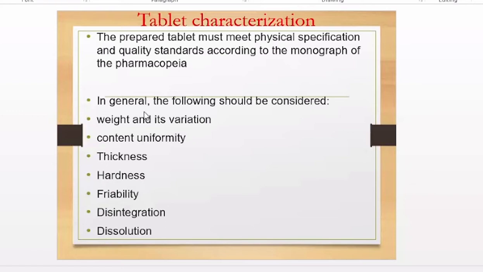You have to look at the weight and its variation. You have to look at the content uniformity. You look at the thickness of the tablet, the hardness of the tablet, friability of the tablet, disintegration, and dissolution as well. So in general, these are the parameters that you are going to focus on. There could be other parameters that you might need to consider. If, for example, you begin to have a look at coated tablets, other things might need to come in for you to evaluate. But in general, these will be your focus.